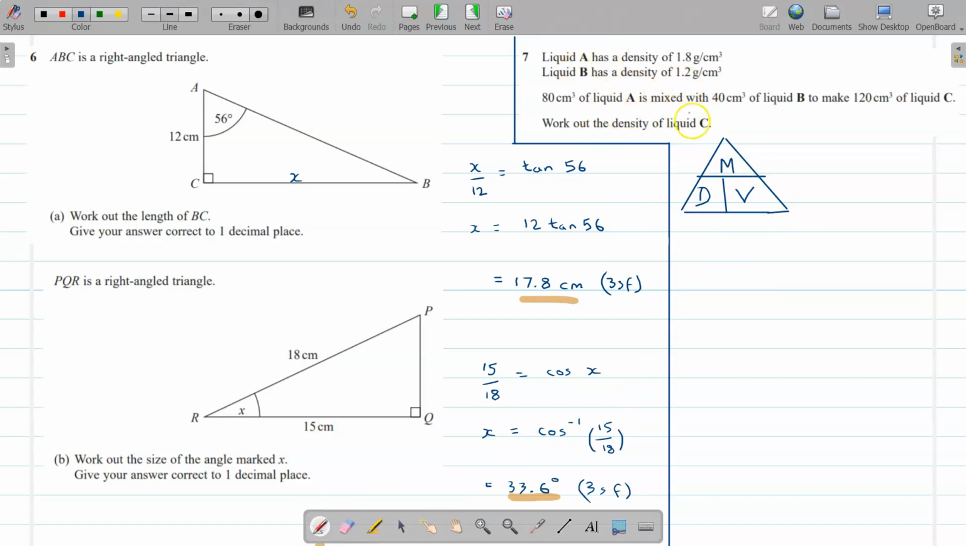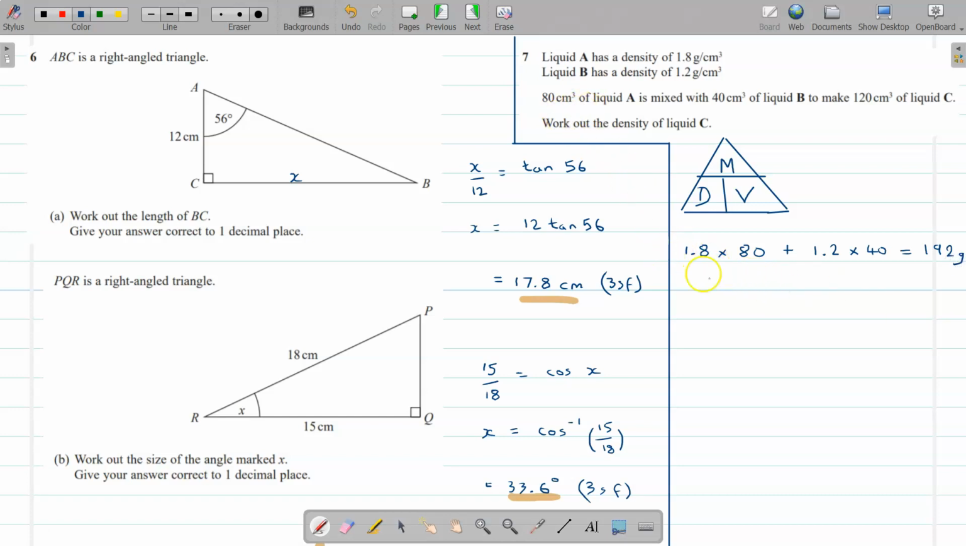of liquid C. So we need the total mass of C, which is made of liquid A and liquid B. We know its density and we know its volume. So liquid A is 1.8, the density of liquid A, multiplied by its volume, which is 80. That will give me the mass of liquid A. The mass of liquid B is going to be 1.2 times its volume, which is 40. That comes to 192 grams. Okay, that's the total mass.